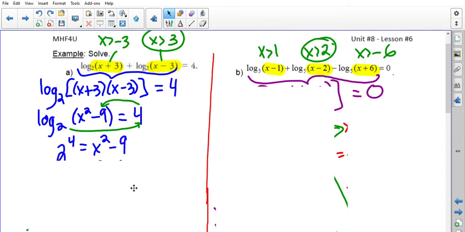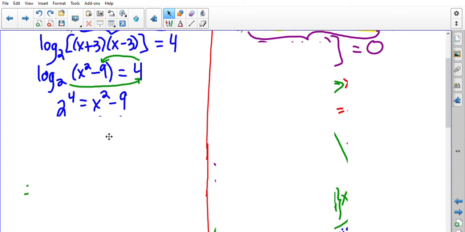Okay, so 2 to the 4 equals x squared minus 9. 2 to the 4 is equal to 16. Okay. Now this is a unique case for a quadratic. I know with quadratics or other polynomials of degree 2 or higher, we're always used to bringing all the terms to one side, setting one side equal to 0 and factoring.